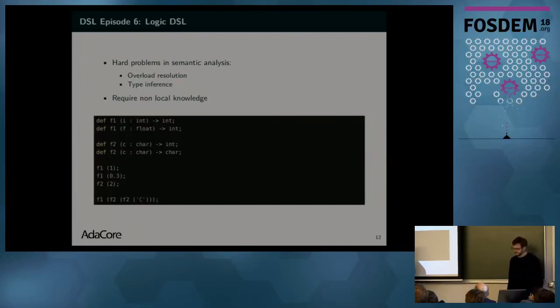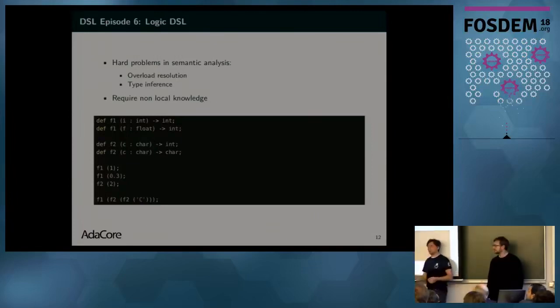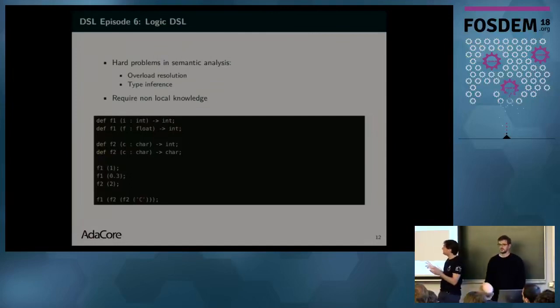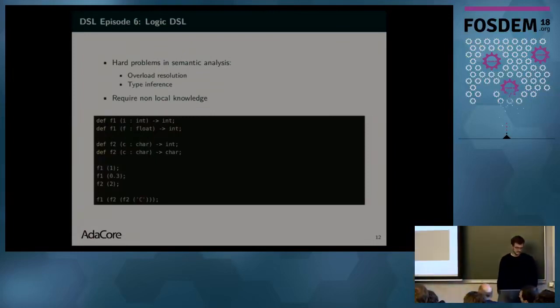And you have complex cases such as this one. We can see here that we may be able to solve with some fancy algorithm which F2 is called here. It takes a character literal, but both F2 take a character literal. So the difficult thing here is that doing the resolution of names is a problem that requires some non-local knowledge. Resolving which function is called by this F1 call can depend on something that is quite far. So yeah, it requires non-local knowledge.